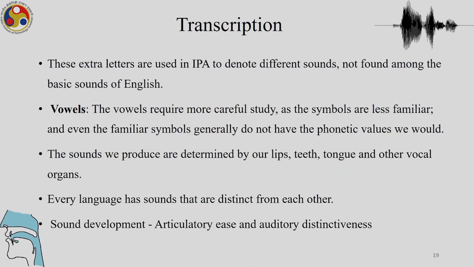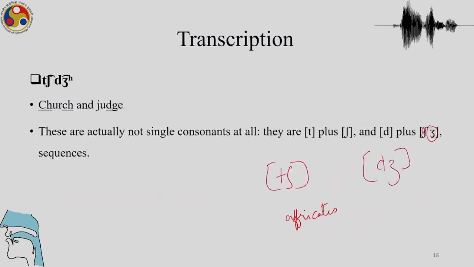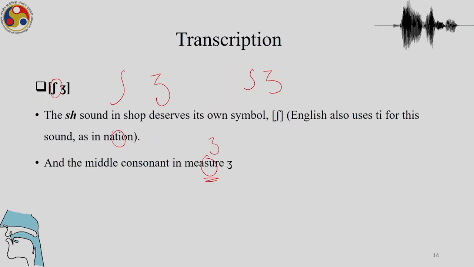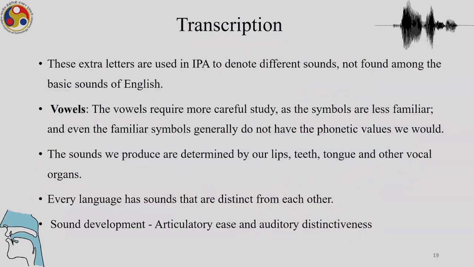So the extra letters and symbols used in IPA denote different sounds not found among the basic sounds of English. The extra sounds are these, like this ng, and this sh and zh, and th and the. So these are extra sounds, and there are many more extra sounds that are not found in the basic sounds of English. So what we will see in the IPA alphabet is not just what you find in English, but also a few symbols apart from what you find in English.